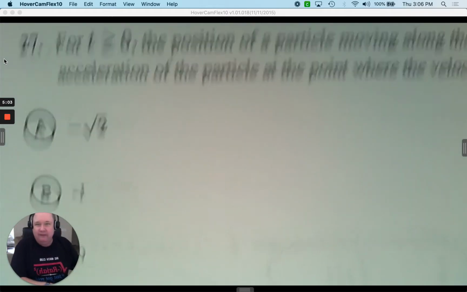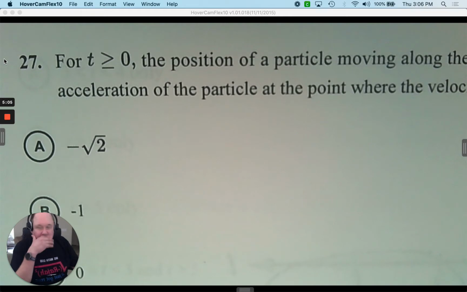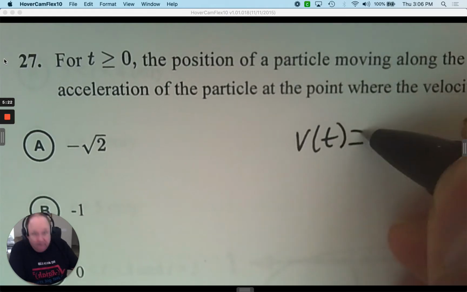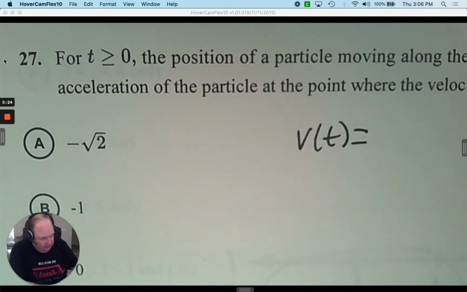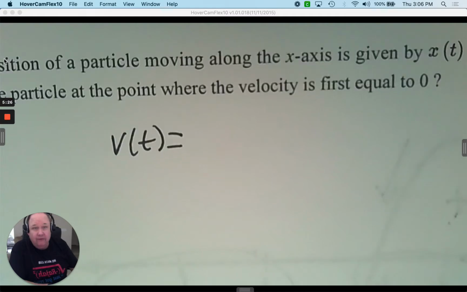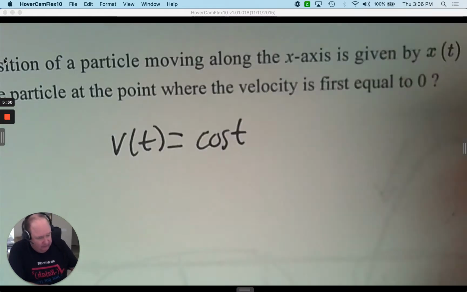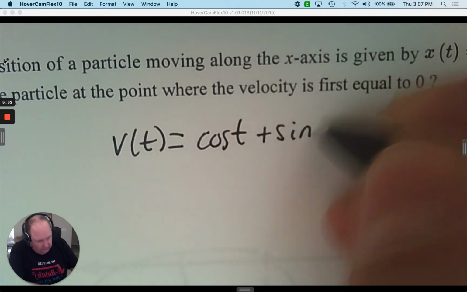Number 27. For t greater than or equal to 0, you're given the position. And then what is the acceleration of the particle where the velocity is first equal to 0? So first I'm going to find the velocity. That's the derivative of the position. So the derivative of sine is cosine, and the derivative of cosine is negative sine. But the two negatives make it positive.